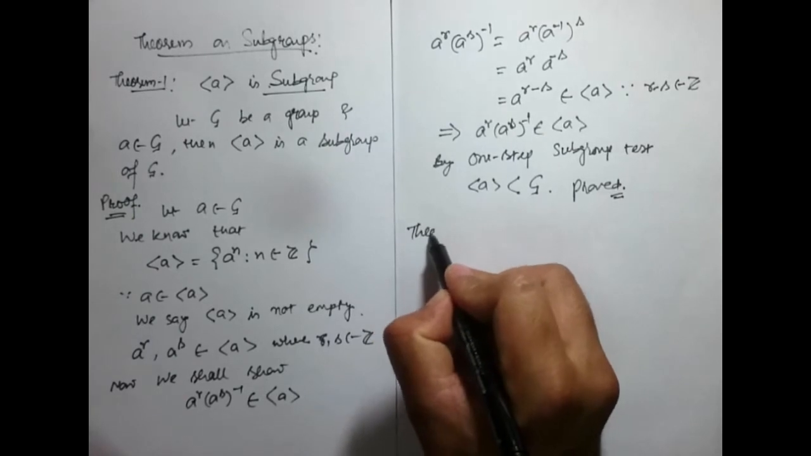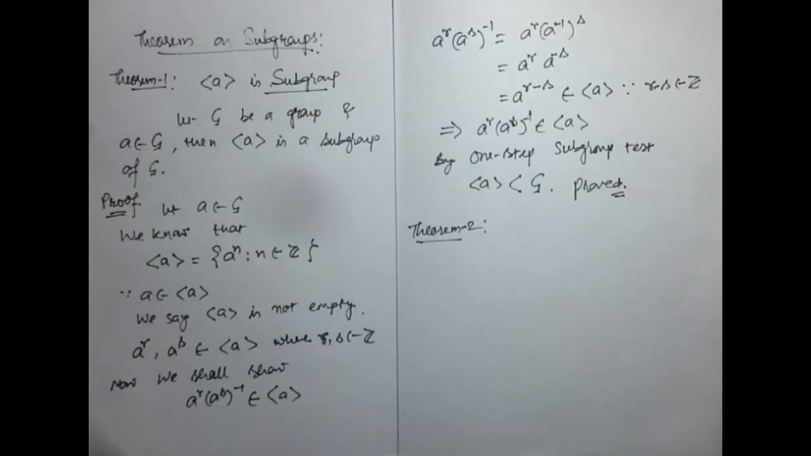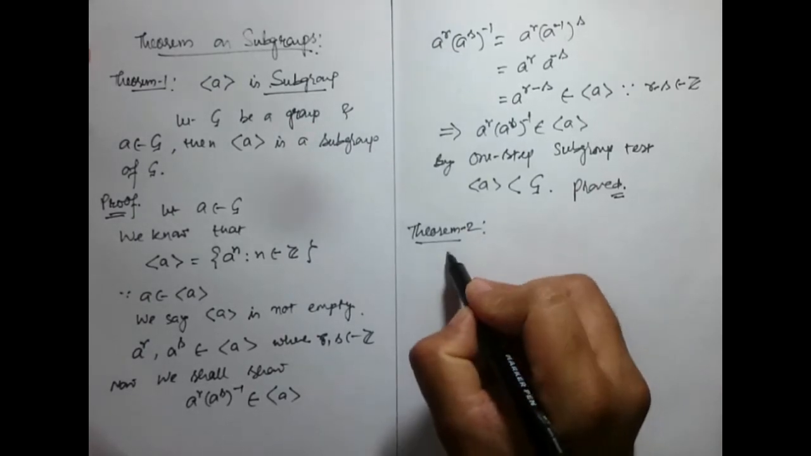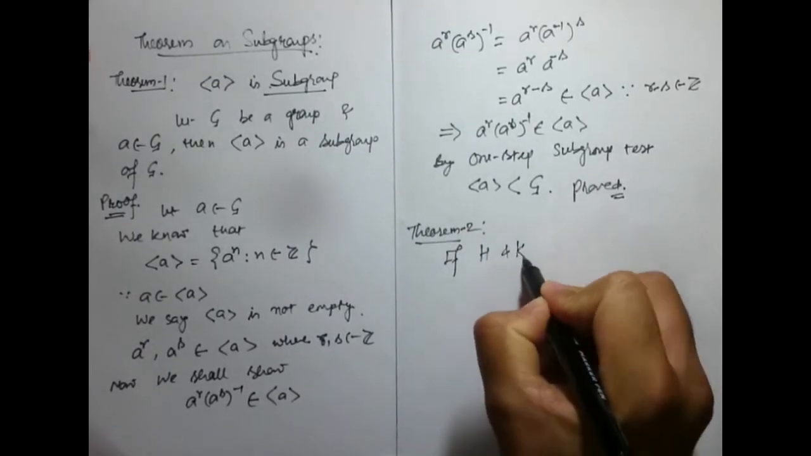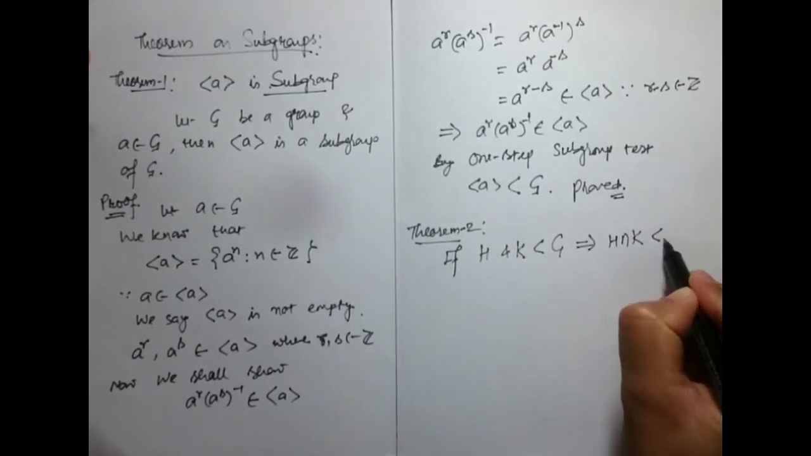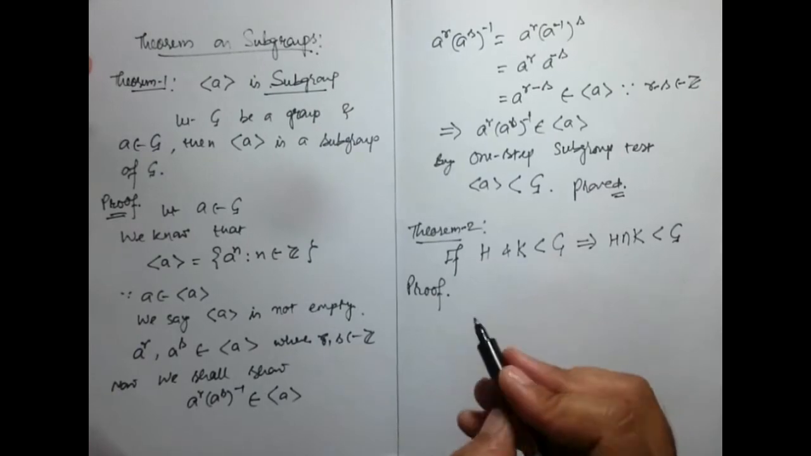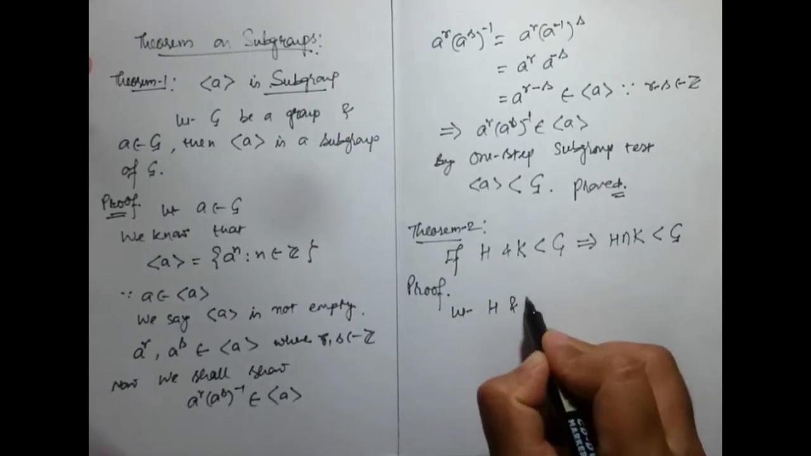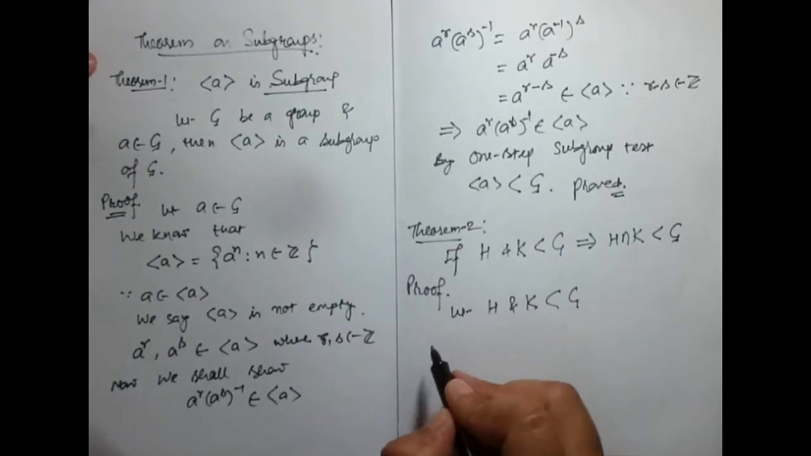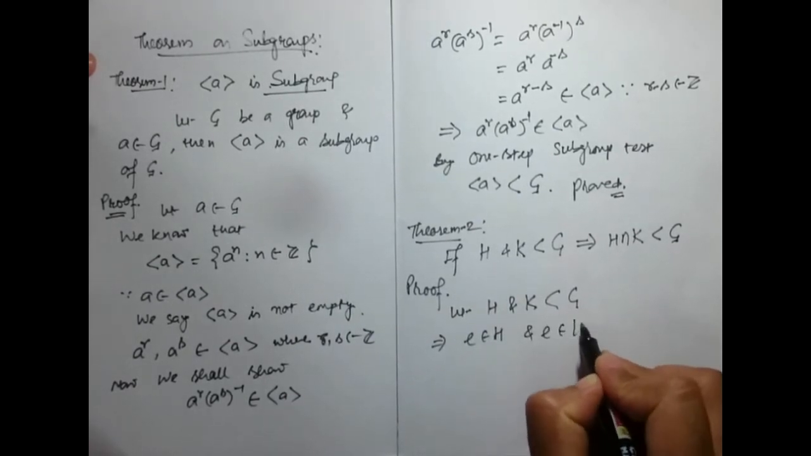Now theorem 2. Theorem 2 में intersection of two subgroups is a subgroup. That is, if H and K are subgroups of G, it implies H intersection K is a subgroup of G. इसका प्रूफ करेंगे हम। Let H and K be subgroups of G. It implies e belongs to H and e belongs to K.